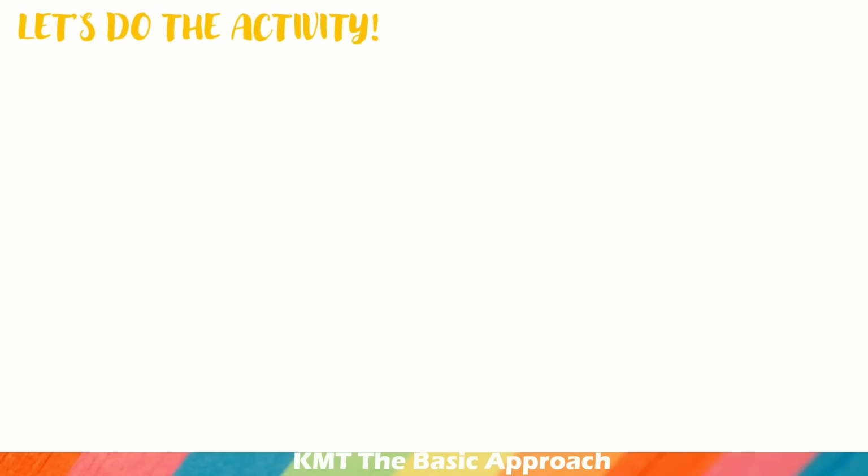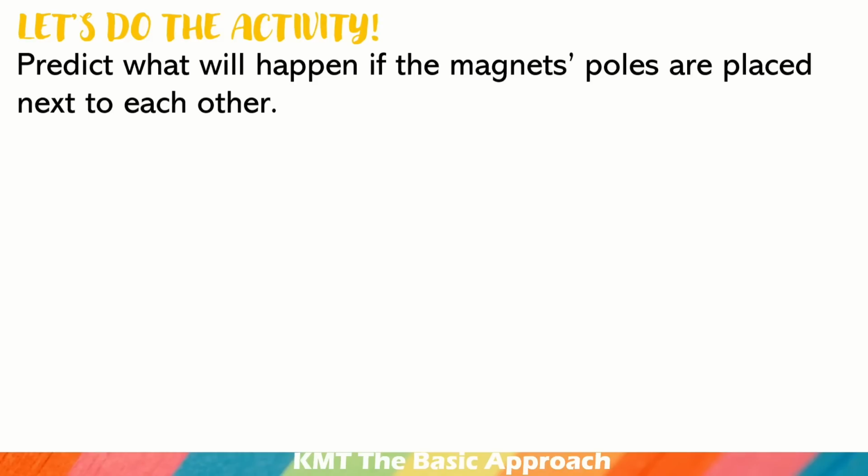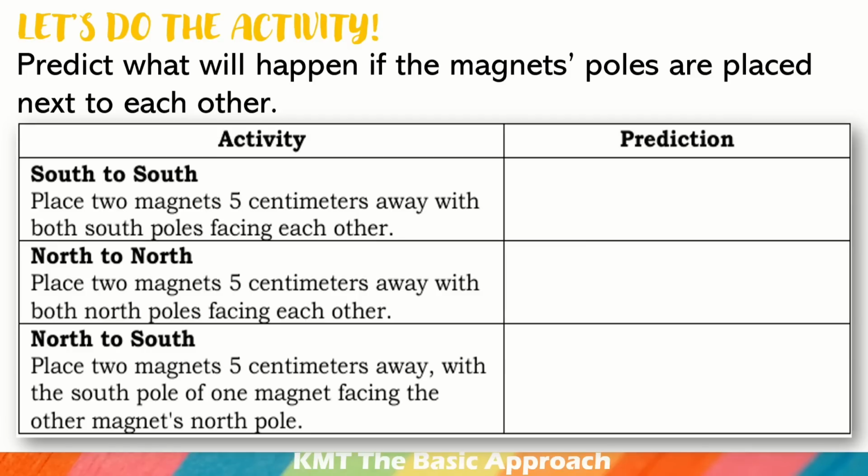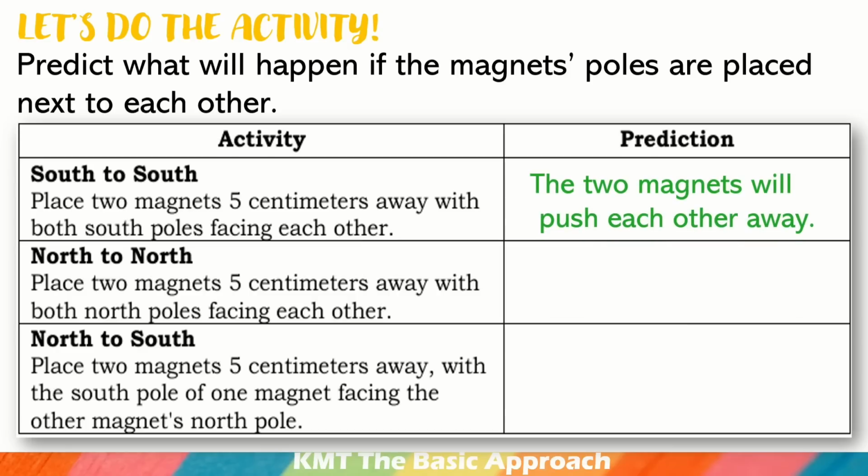Let's do the activity. Predict what will happen if the magnet's poles are placed next to each other. Let's start from south to south. Place two magnets 5 centimeters away with both south poles facing each other. What will be your prediction? Good job! The two magnets will push each other away.